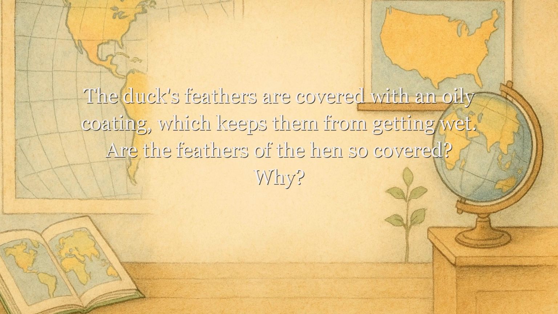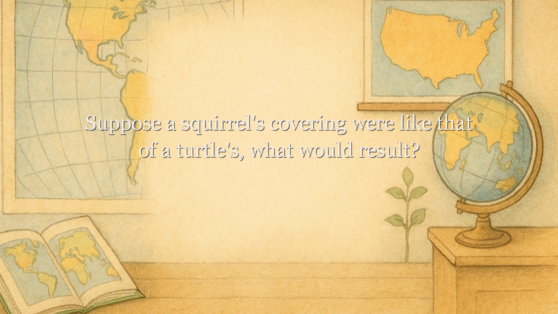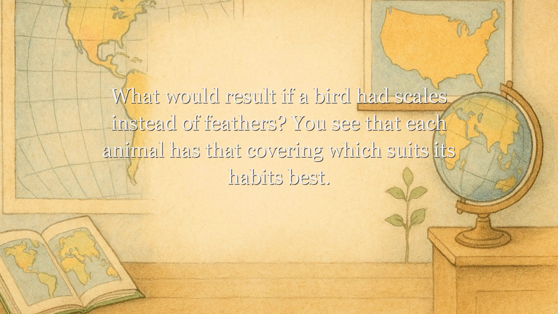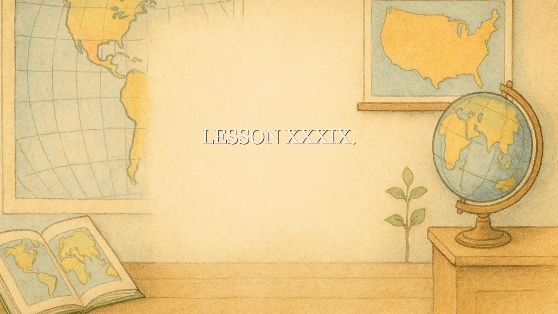The duck's feathers are covered with an oily coating which keeps them from getting wet. Are the feathers of the hen so covered? Why? Suppose a squirrel's covering were like that of a turtle's. What would result? What would result if a bird had scales instead of feathers? You see that each animal has that covering which suits its habits best.